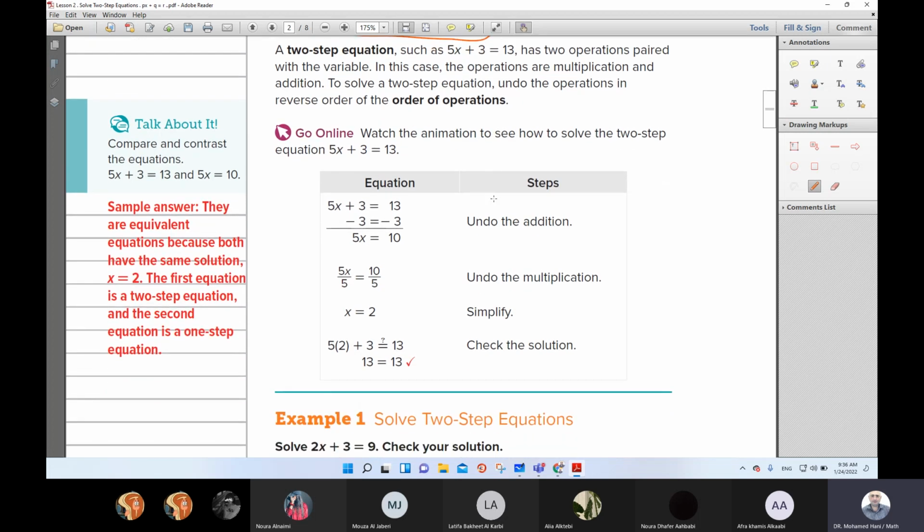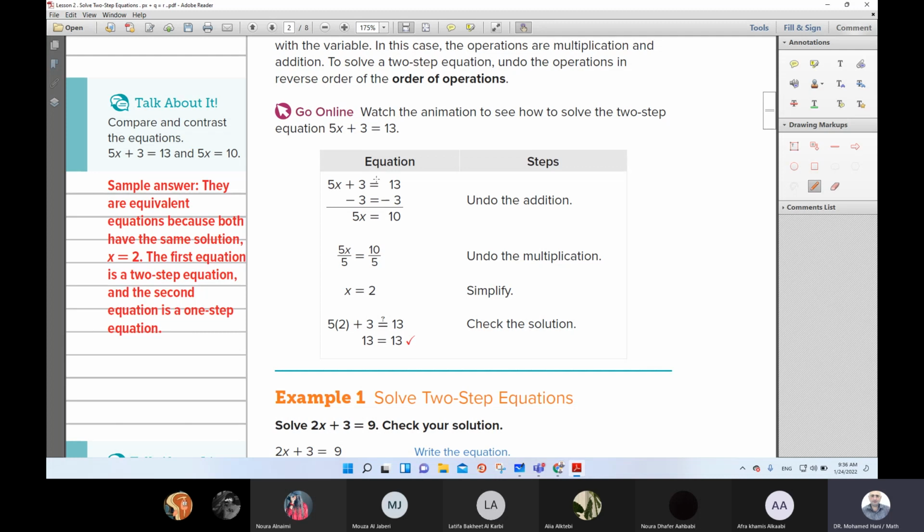For example, we have the equation here, 5x plus 3 equal 13. The first step, we want to keep the variable alone on the same side, so we want to remove the number here. How to remove the number? Add the inverse of 3, which is negative 3, to the two sides. Now 3 minus 3 will be 0. Remains 5x. 13 minus 3 will be 10. This is the first step.